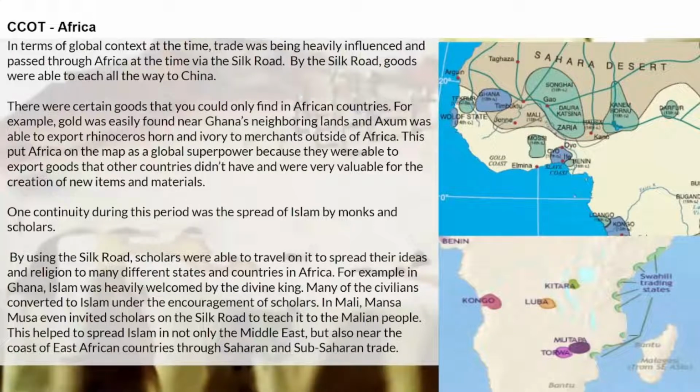And then one continuity during this period, like I said, was the spread of Islam by monks and scholars. Islam had been spreading since the very early ages, and it was spreading amongst that entire East Asia and the Middle East section, and then eventually, towards 641 CE, like I said before, it began to spread down to East Africa, West Africa, and eventually lots and lots of places in Africa became Muslim states and countries.